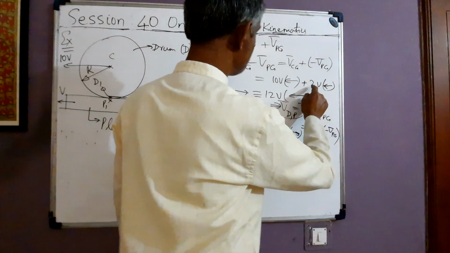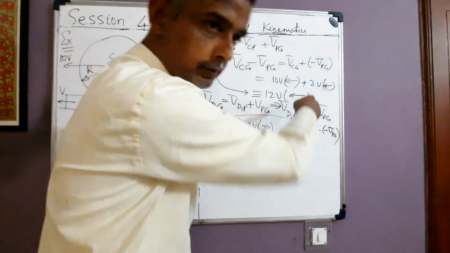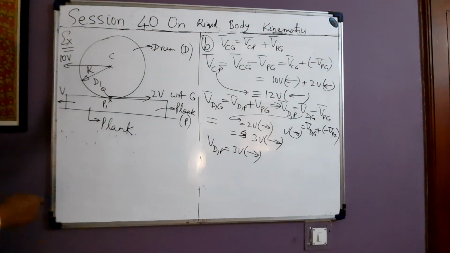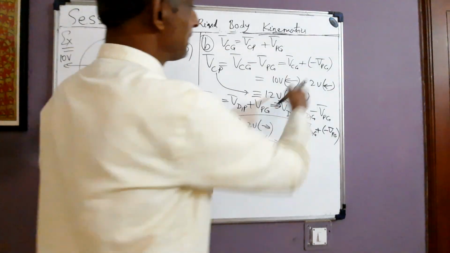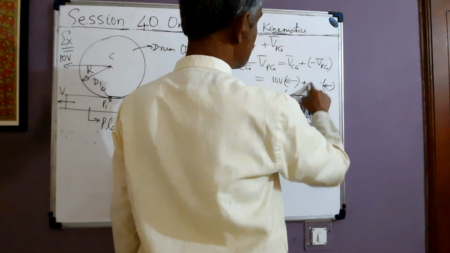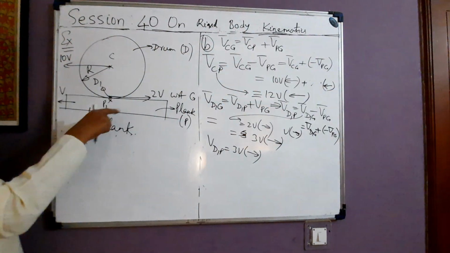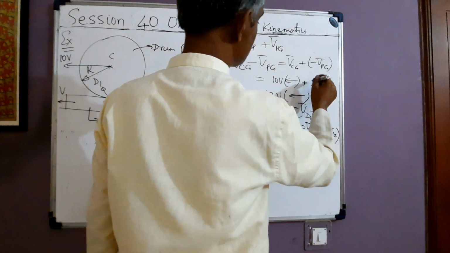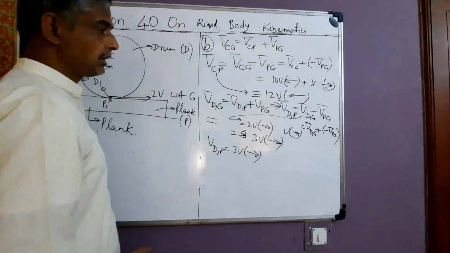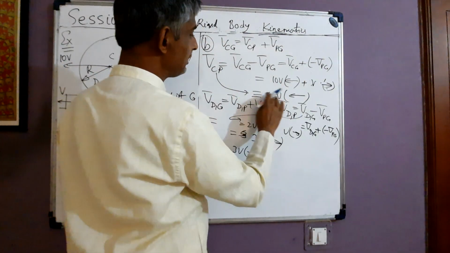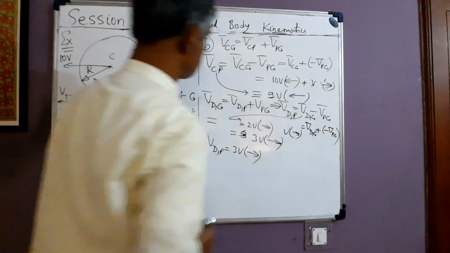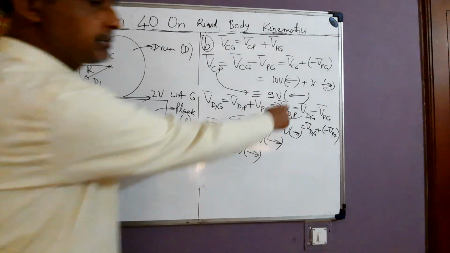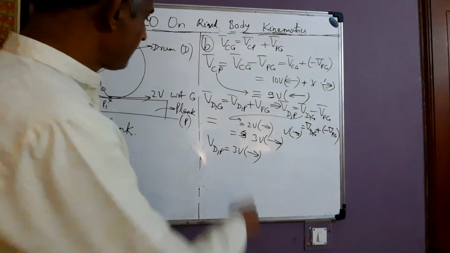I made a calculation mistake here. I'm very sorry. See, I just clarified. VPG is V left. So minus VPG is V right. So the vector sum becomes 9V left. Is it alright now? I just made a calculation mistake. I've rectified it.